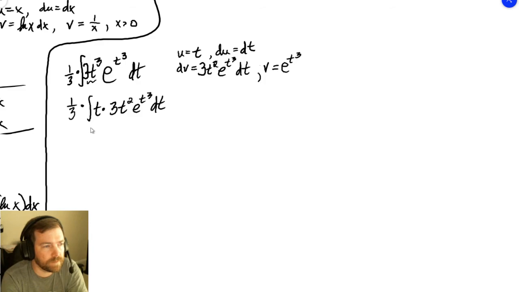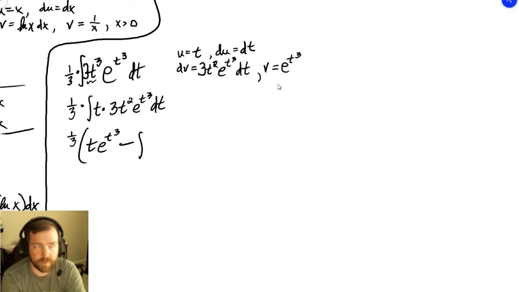All right. So with that, now we can say this is going to be 1/3 times the quantity, and now do regular integration by parts using these pieces like we outlined up here. uv is going to be t e to the t cubed minus the integral of v du. So this is going to be just dt times e to the t cubed dt.